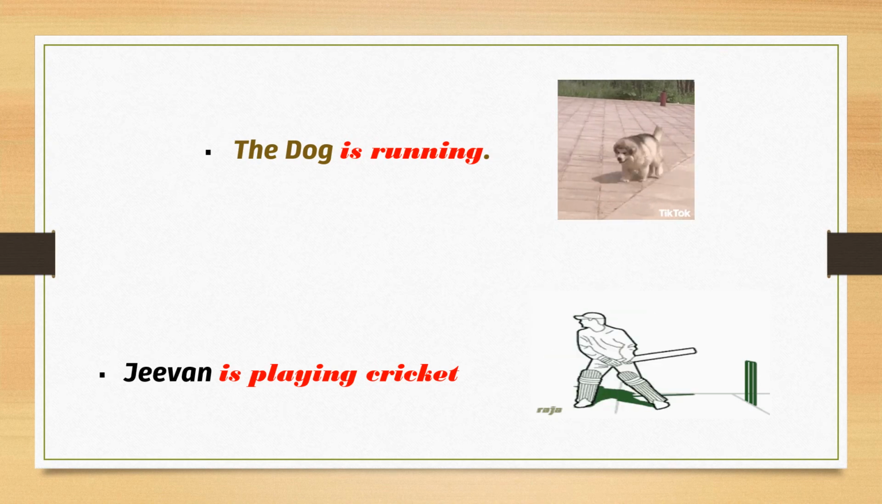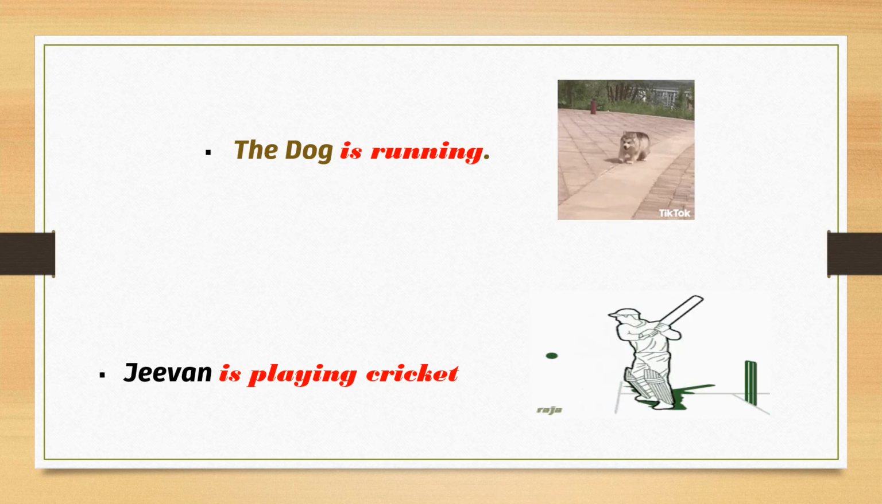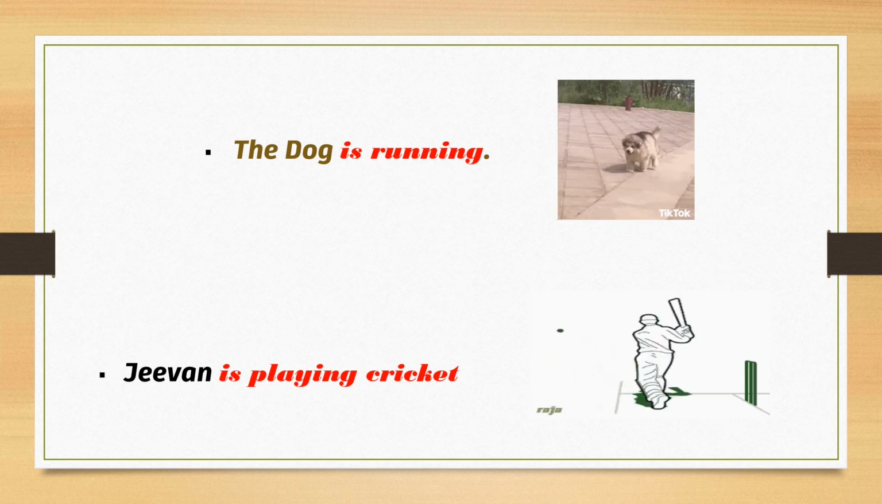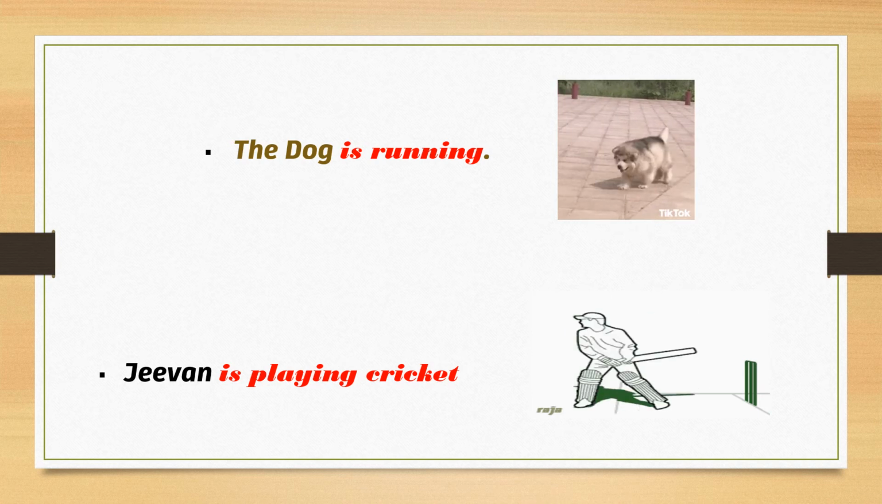On to the next example. The dog is running. Who is running here? The dog. What is the work that is being done by the dog? It is running. So, we are speaking about the dog, so it is the subject, whereas what is being done by the dog, is running, is the predicate.